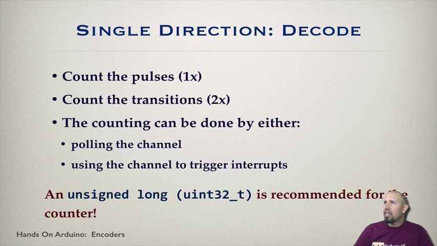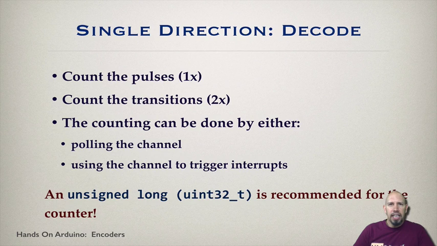So when it comes to decoding for a single direction, again, we can either count pulses, that gives us 1x decoding, or we can count transitions, that gives us 2x decoding. And the counting can either be done by polling the channel or by using the channel to trigger interrupts. Okay, so these are the 2 options that we have: polling the channel or using the channel to trigger interrupts. So this is helpful, and that's basically how simple it is to keep track of.